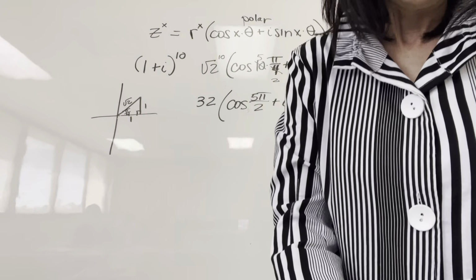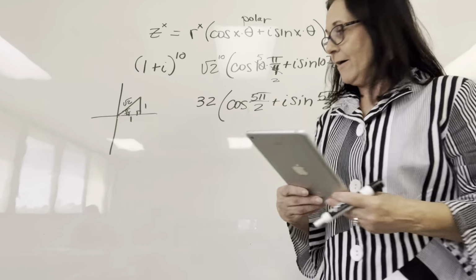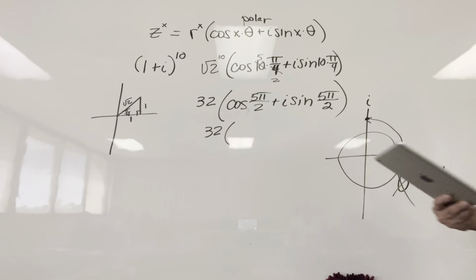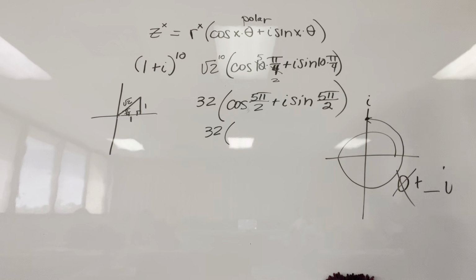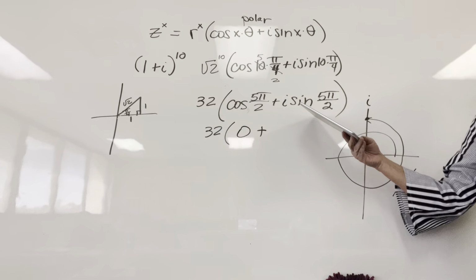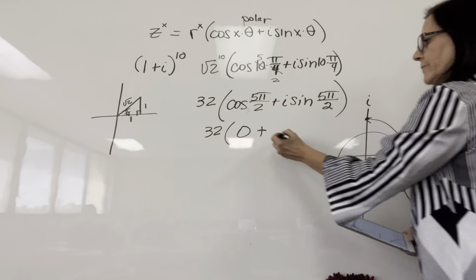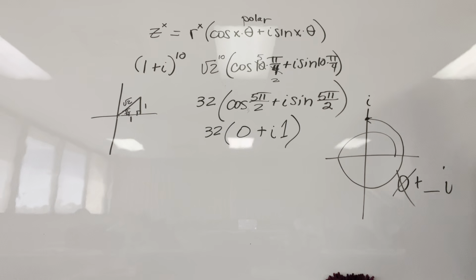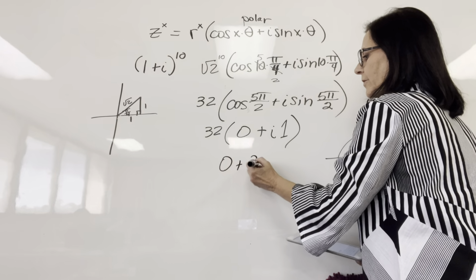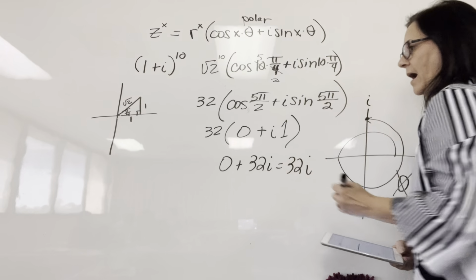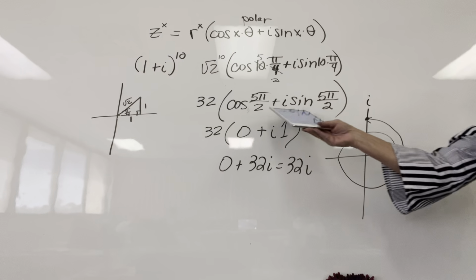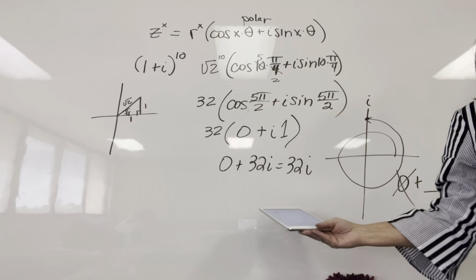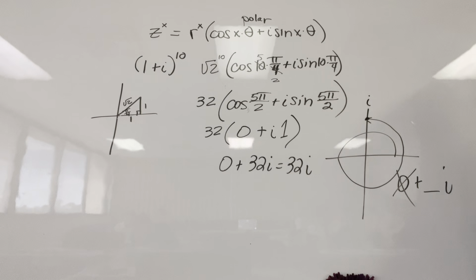How do we figure out the i value? Well, isn't it just 32? What is the cosine at 5 pi over 2? 0. What is the sine at 5 pi over 2? There's my i. And then there's 1. So it's just 32i. 0 plus 32i, which is just 32i. So you can use these values with your modulus outside, then distribute it to get to your rectangular form.